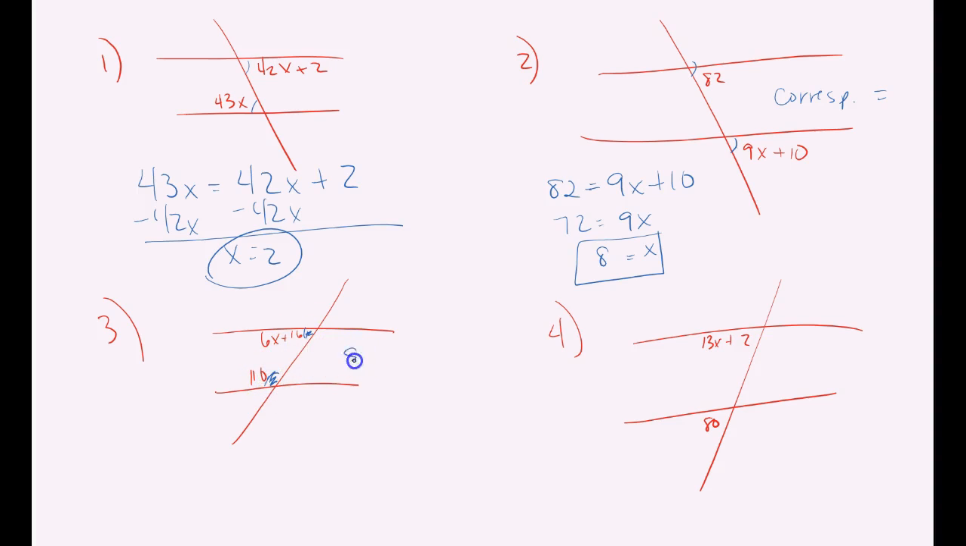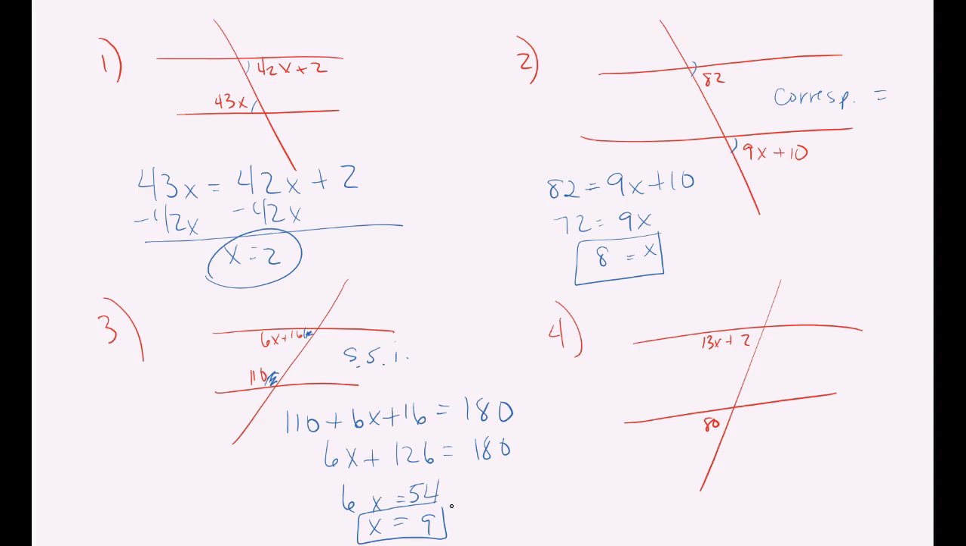Number 3, if I look at these two right here, these angles are on the interior and they're on the same side. So they are same side interior. That is supplementary, which means their sum has to equal 180. So I'm going to add them together and set it equal to 180 and solve from there. So 6x plus 126 equals 180. I need to subtract 126, so 36, 46, 56, 66, 76. I'm getting 54. And then when I divide both sides by 6, I'm getting 9.